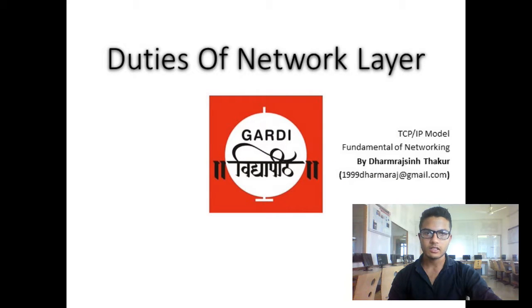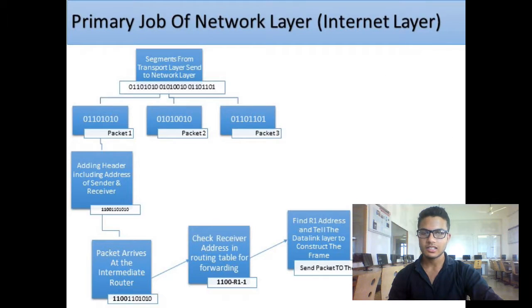Today I will explain what the major duties of the network layer in the TCP/IP model are. Let us understand the major working flow of the network layer. First of all, the network layer receives segments from the transport layer, then creates packets, then adds a header including the sender and receiver address. Now routing and forwarding will be done in between routers.